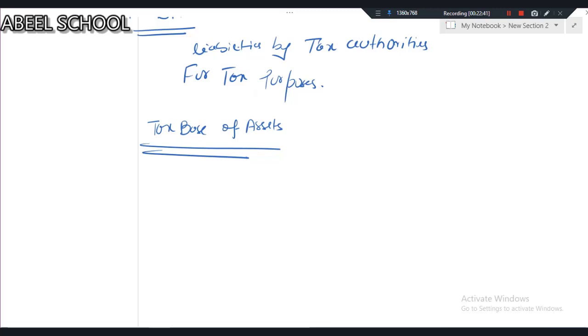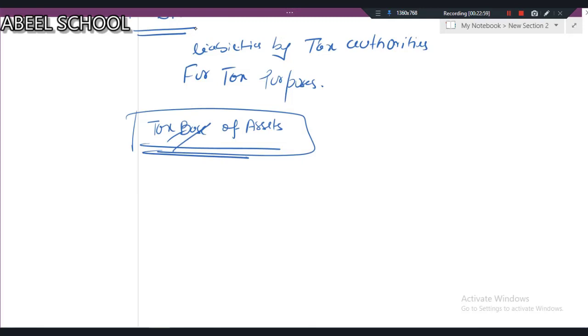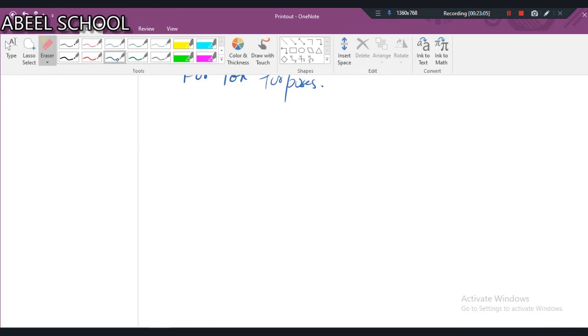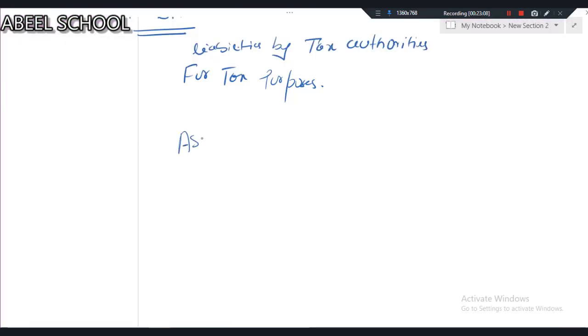Before giving you the examples of tax base of assets, first, there's one concept which you need to understand. What is that? We are discussing assets. Now listen. In case of assets, if carrying amount of the asset is more than the tax base, what is tax base? I'm coming. How do we find out tax base of asset? I'm telling you, just wait.